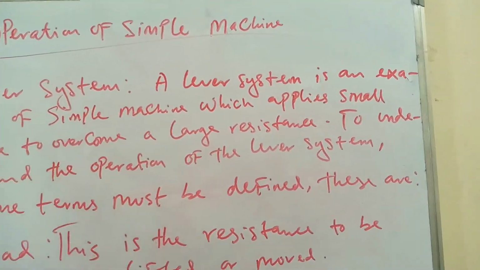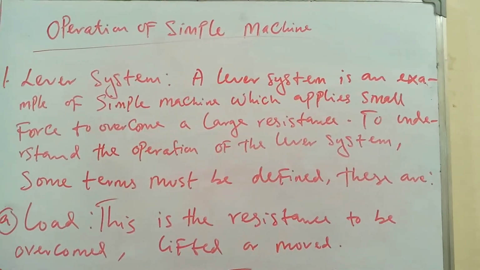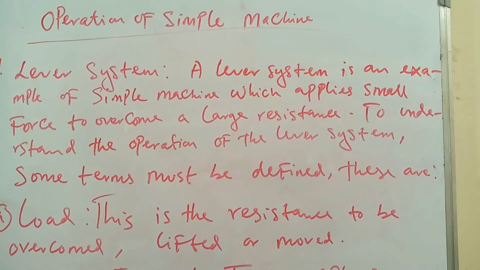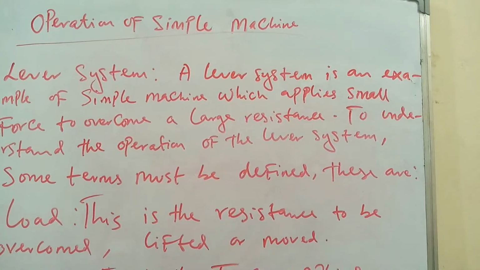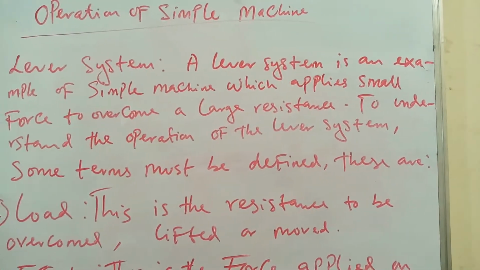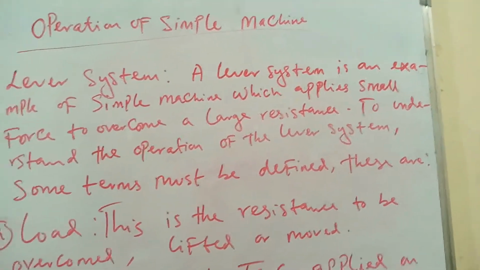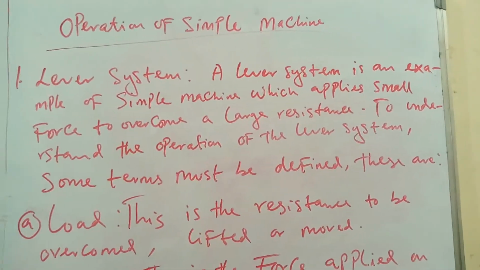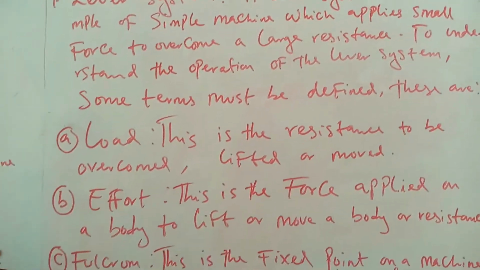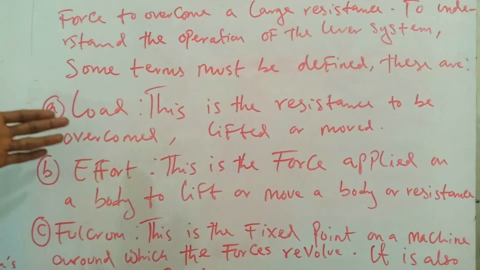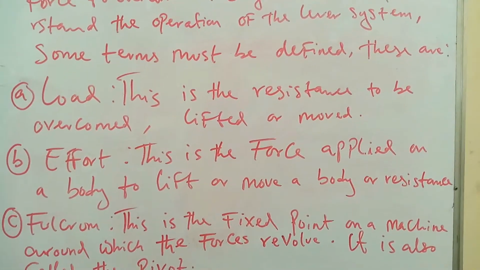A lever system is an example of a simple machine which requires just a little application of force, and it enables you to overcome a large resistance or load. To understand the operations of a lever system, some terms must be defined. These terms include load, effort, and fulcrum. Now, what's a load? Load is the resistance to be overcome, lifted, or moved.